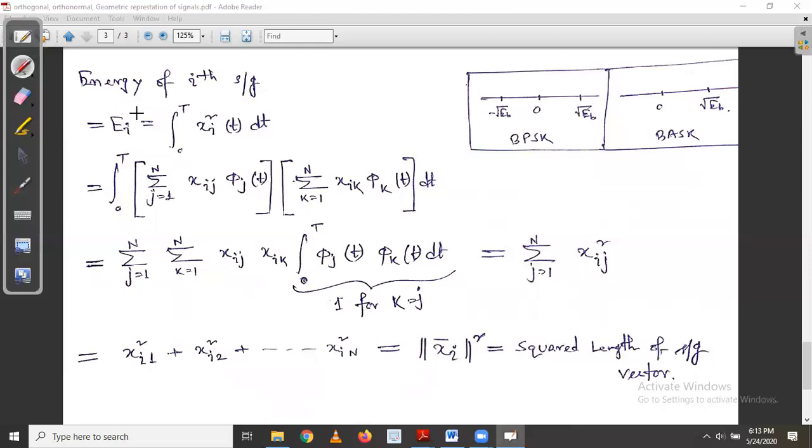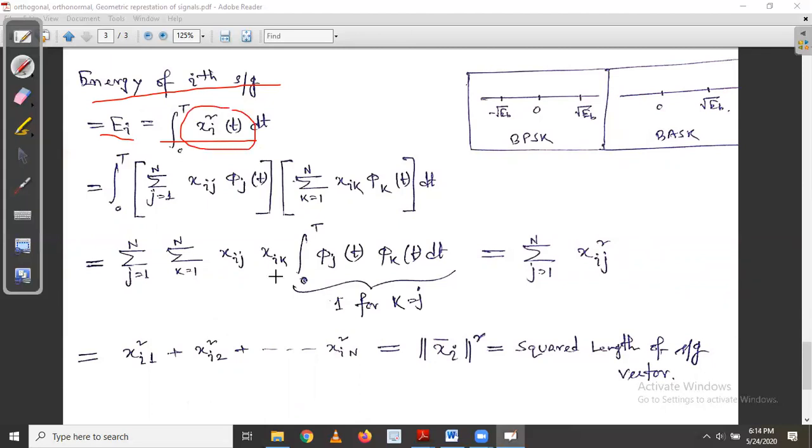How to calculate it? Just a very simple thing. Energy calculation. The energy of the ith message point, denoted by E suffix small i, is the integration from 0 to T, that is 1 bit duration or 1 symbol duration, depending on what kind of modulation technique you are going to use, of xi square t. Now what about this xi square?